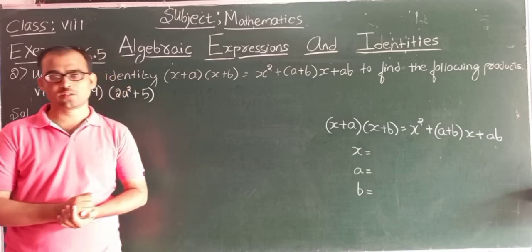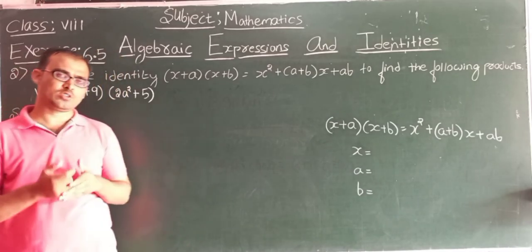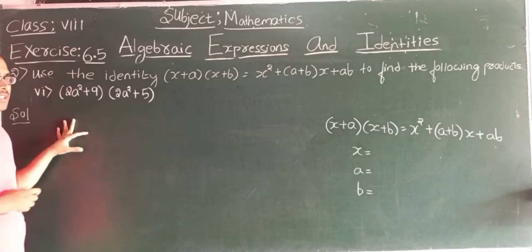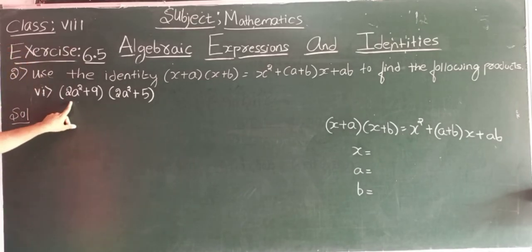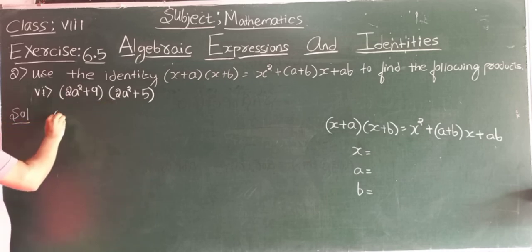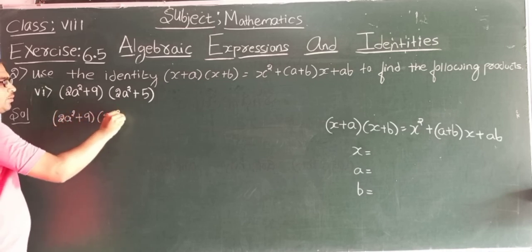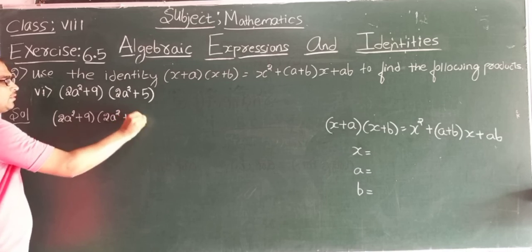Students, now let us solve the sixth question. I haven't solved the fifth question, that you can solve on your own. Now let us solve the sixth question. So what have they given? 2a square plus 9 into 2a square plus 5. Okay, so write it once again. 2a square plus 9 into 2a square plus 5.